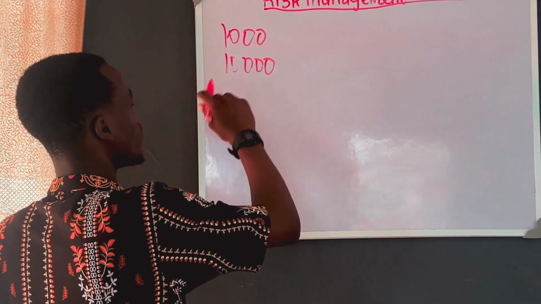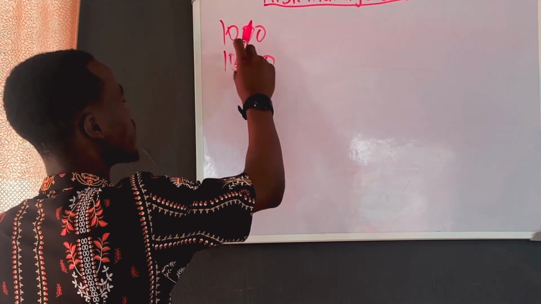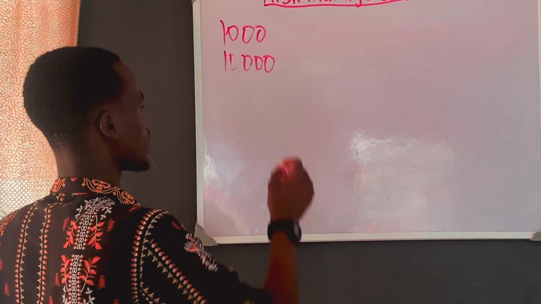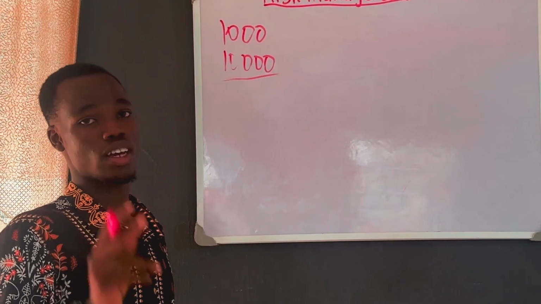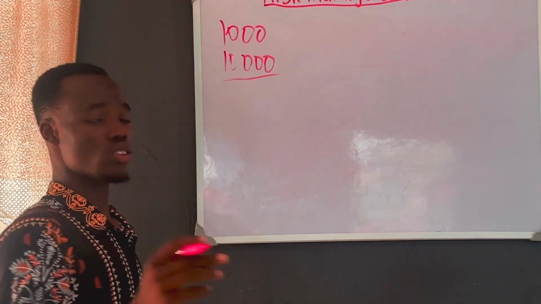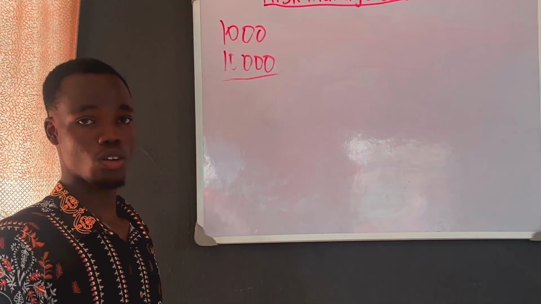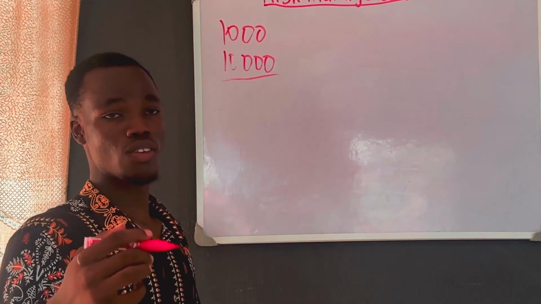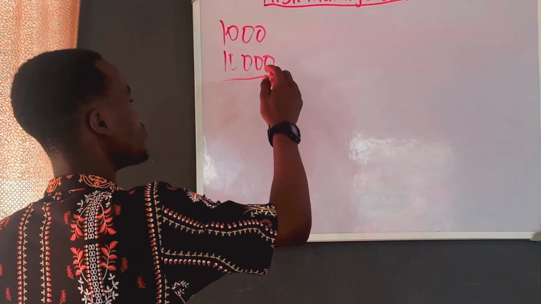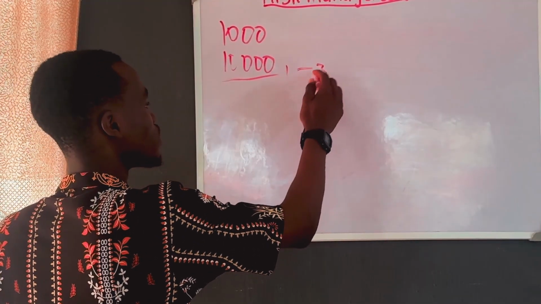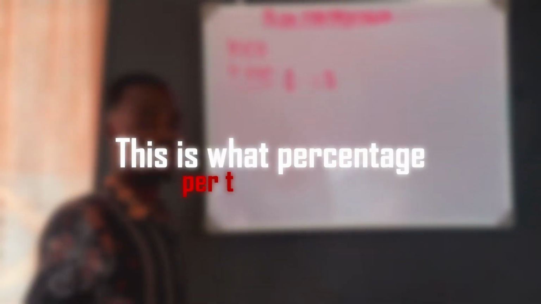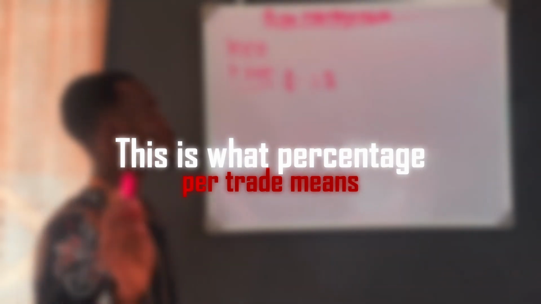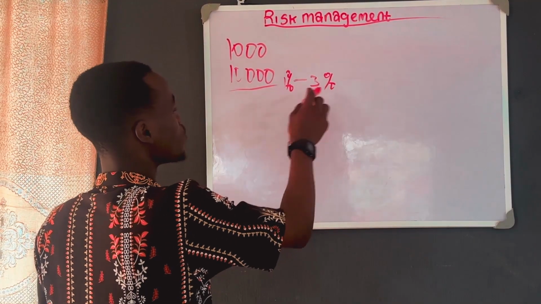So you have, for instance, a balance of $10,000. The ideal amount to risk here, to make sure that your emotions are in control while trading, and you can actually allow your trade to run for a long period of time, depending on whatever your analysis is, is you are risking between 1 to 3%. So this is what percentage per trade means. So you are risking 1 to 3%.